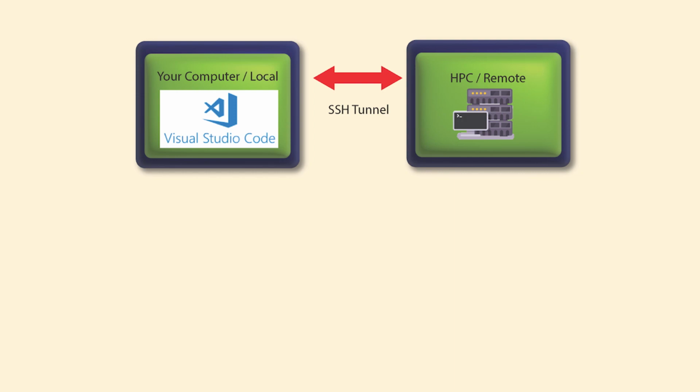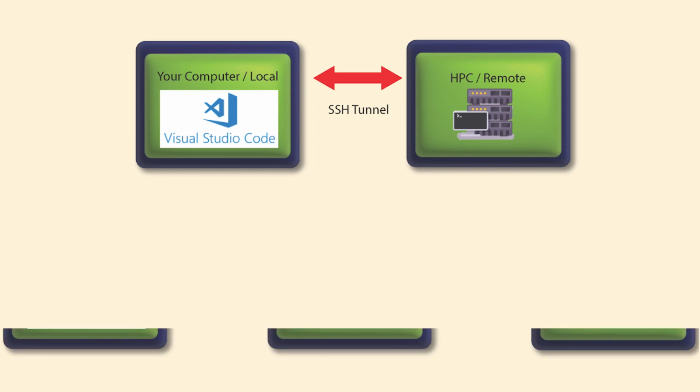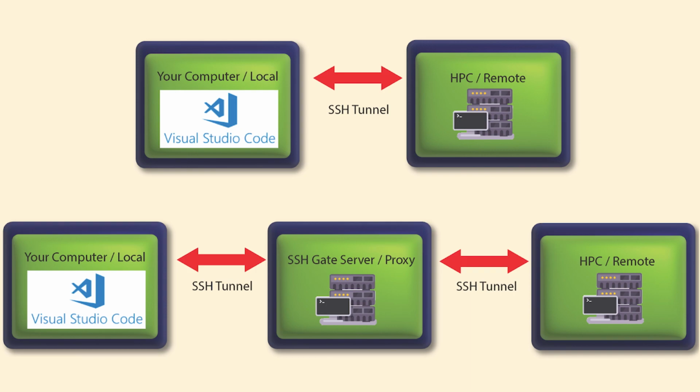However, in many secure environments, you can't directly connect. Instead, you go through what's called a proxy or gate server. Think of this as a checkpoint that you must pass through first. The SSH tunnel first connects your local machine to the gate server. From there, a second SSH tunnel extends from the gate server to the remote HPC system. This two-step journey ensures that all communications are properly secured and only authorized traffic reaches the HPC.